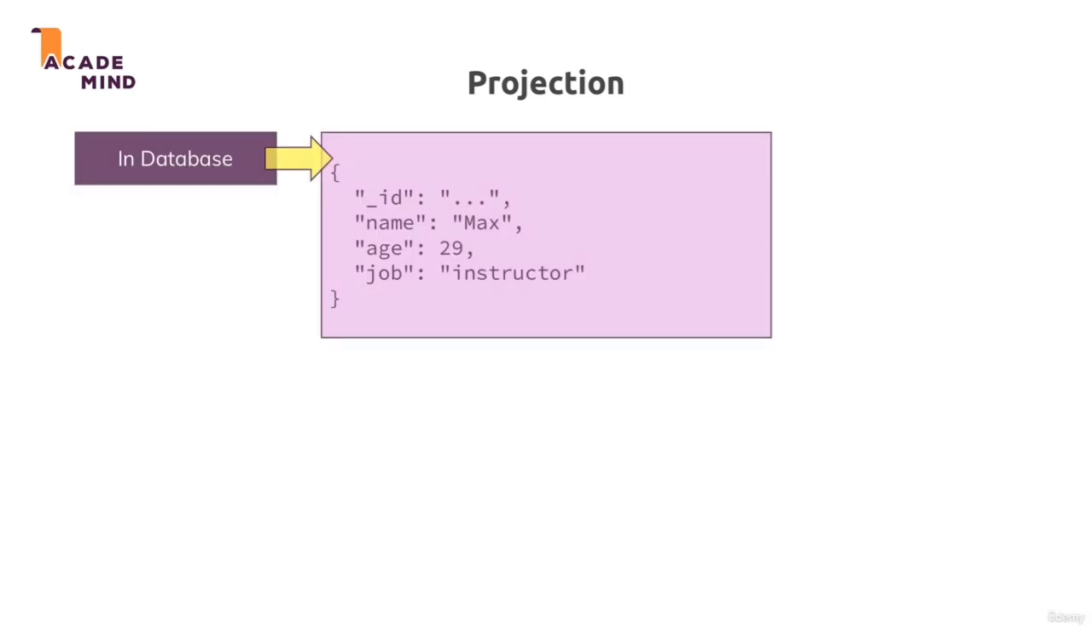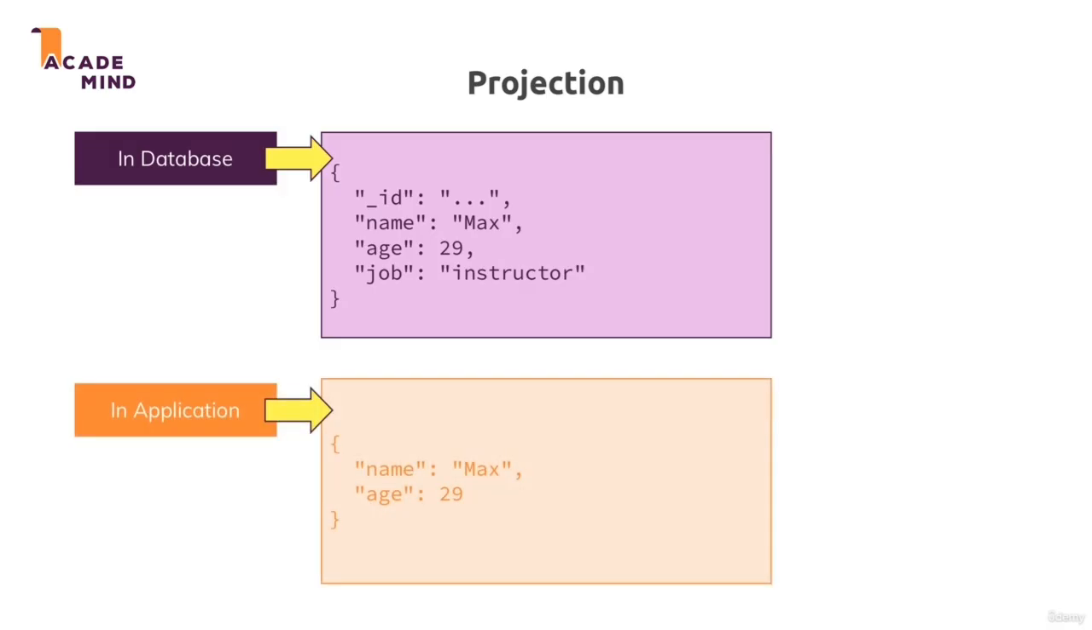Now, what is projection? Imagine you have this kind of data in your database. Some information about a person, in this case me, with name, age, job, and that ID. Now imagine in your application you don't need all that data. Maybe you just need the name and age for a given page on your website. Of course, you could fetch all the data and filter it in your application. In any programming language, you can of course manipulate the data you're getting back.